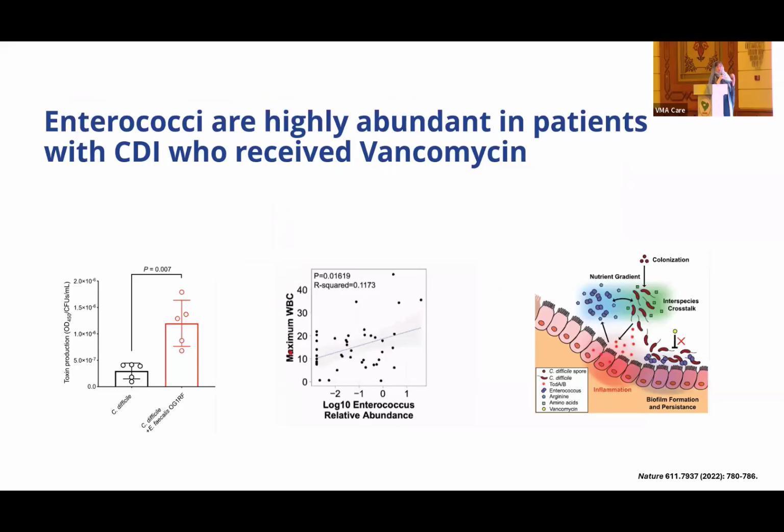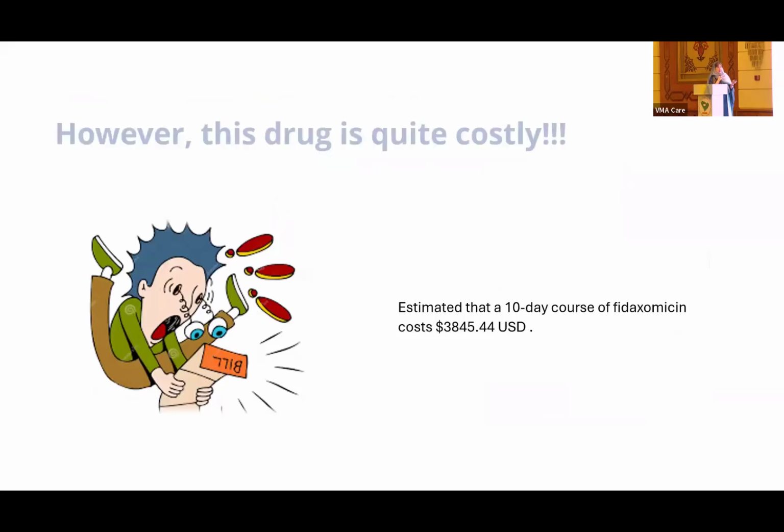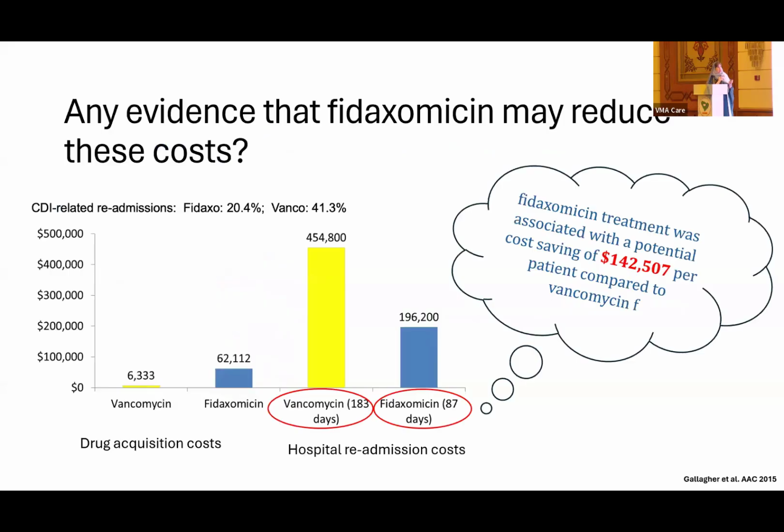And as I said, there are multiple studies showing the abundance of Enterococcus infection in patients who are on vancomycin. However, this is always the question: we don't have fidaxomicin, and fidaxomicin is extremely expensive. But do you think it is valid to start using fidaxomicin, especially for this population?